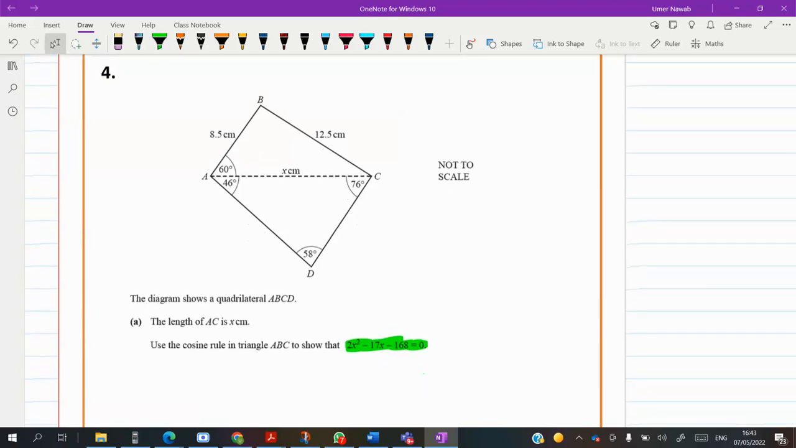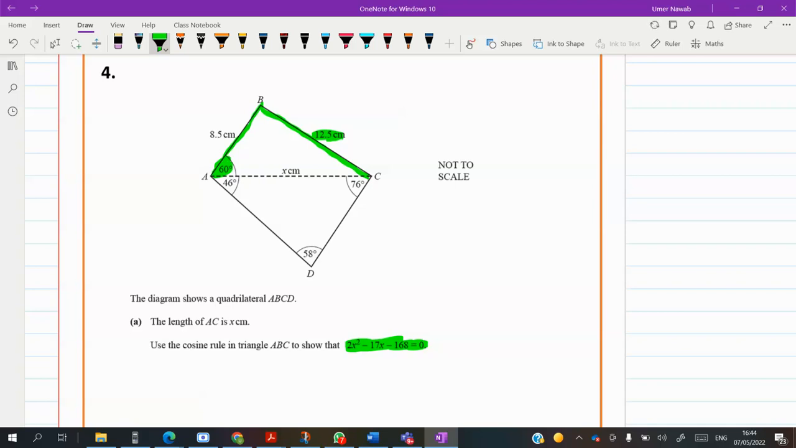So how can we do that? Do we have any two sides given? The answer is yes. This side is given, but the opposite angle is not given. This side is given, and the opposite angle is 60 degrees. And the other two angles are not given.